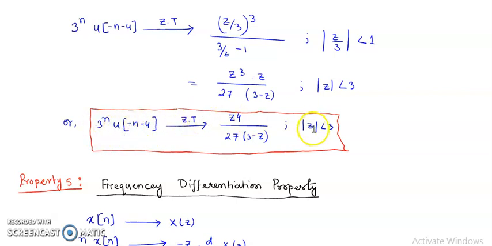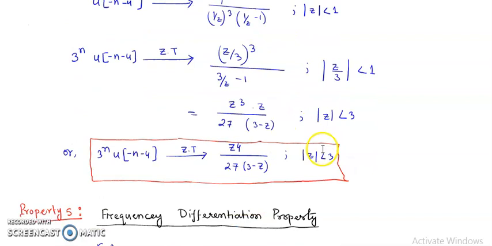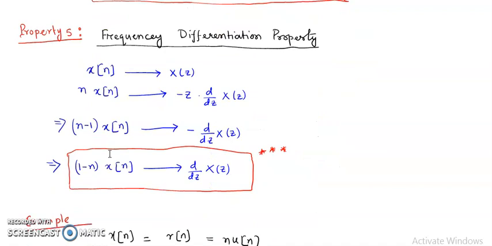Okay. So the ROC also, starting from that, we modify the ROC for each step, and finally the ROC will be updated. So in this approach we can solve Z transform problems for these unit step signals or exponent multiplied signals. The next property is the frequency differentiation property, or derivative property, for Z transforms.